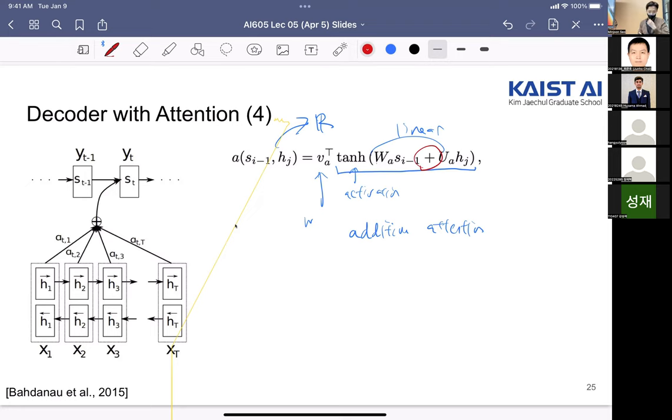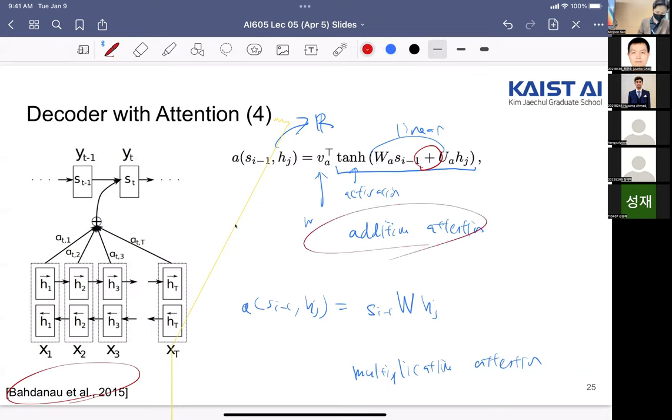There are other ways too. We can also define this to be, for instance, something like a transpose, and we have some matrix, and then we have h_j. So in this case you're multiplying. So it's multiplicative attention here. This is from Bahdanau et al. 2015, and this is from Luong et al. I put the links to these papers on the website. They're quite similar though, except for this.